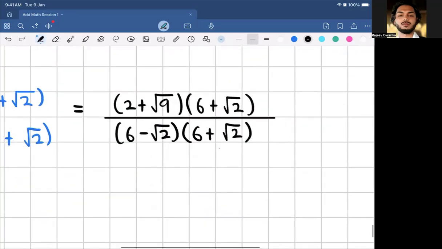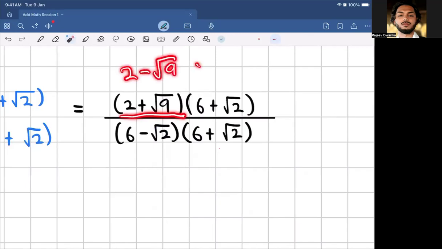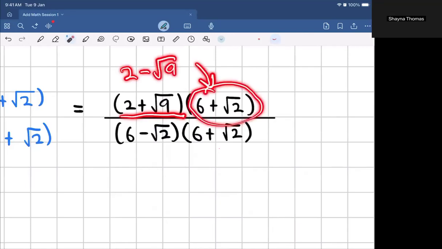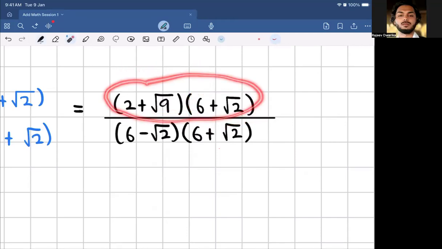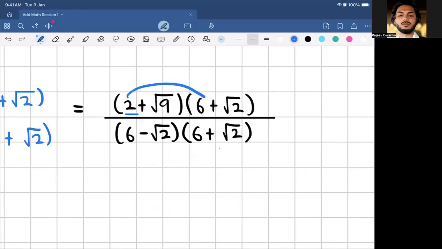Let's begin to multiply. So on the top, is this a difference of two squares? What makes a difference of two squares? Well, you're looking for a conjugate. Are you seeing the conjugate of 2 plus root 9? That would be 2 minus root 9. Are you seeing that over here? No, sir. So this is not a difference of two squares. So you have to expand it, like get it to the whole working. You're gonna multiply the first term by everything in the second bracket, and after that, take the second term in the first bracket and multiply by everything in the second bracket.